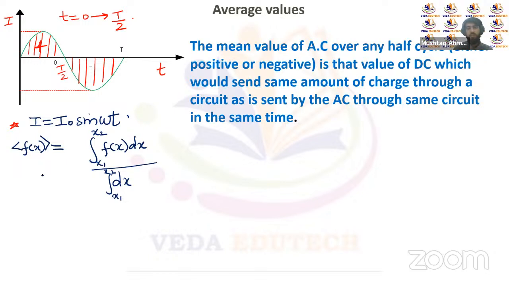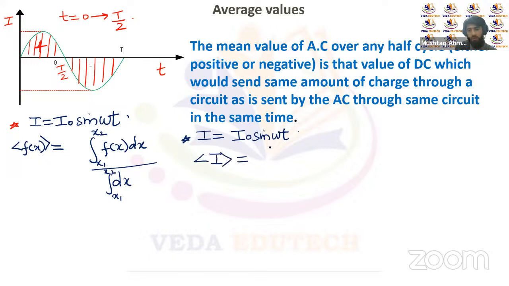Similarly, if we have to calculate the average of this sinusoidal function between the given time period, let's suppose we have to find the average of this sinusoidal function for the complete time period, from 0 to T. If we calculate the average of this current, I equal to I naught sine of omega t, now we have to find the average value of this current for the complete cycle.